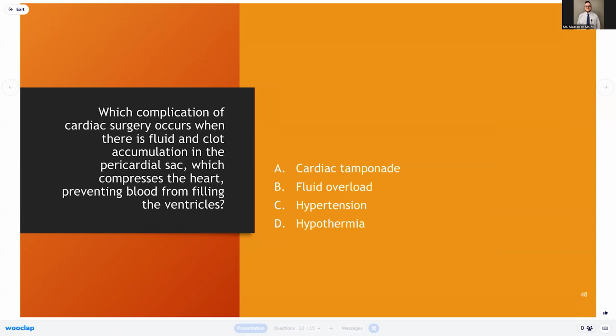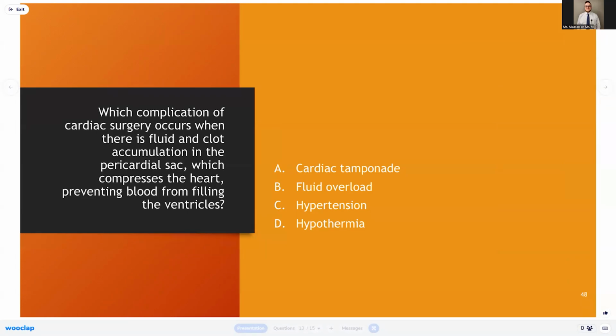Which complication of a cardiac surgery occurs when there's fluid and/or clot accumulation in the pericardial sac, which compresses the heart, preventing the blood from filling the ventricles and basically preventing the heart from pumping effectively? This is cardiac tamponade, letter A up there. Cardiac tamponade is something to kind of keep in mind.